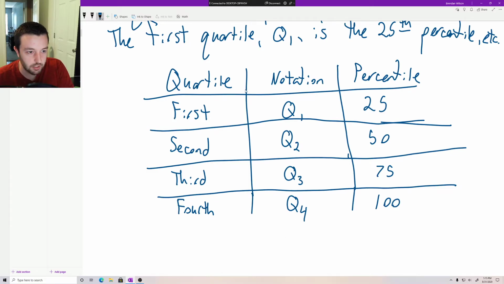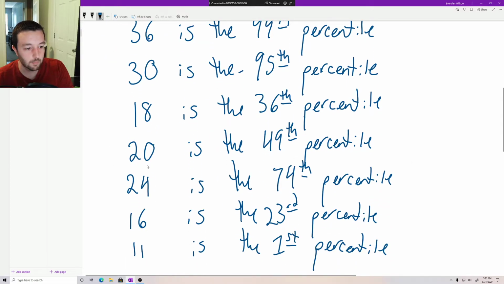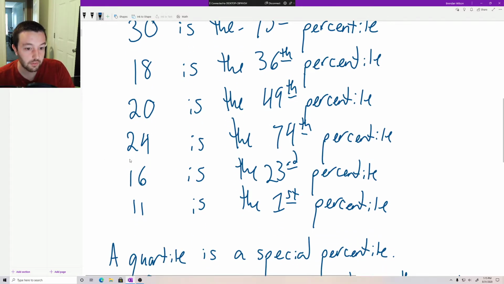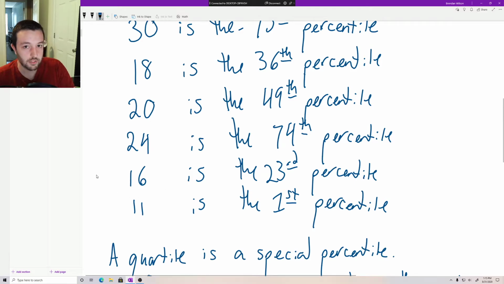Typically, instead of writing first, second, third, or fourth quartile, we'll just write Q1, Q2, Q3, or Q4. And that translates into one of these special percentiles. So if we look back at the ACT scores, we don't have them exact again, but 20 is about the second quartile. So that's about the halfway point where half the people did worse than this, half the people did better than this. 24 is about the third quartile. Not exactly, it's the 74th, but it's almost the third quartile. 36 is about the fourth quartile, and 16 is almost the first quartile.